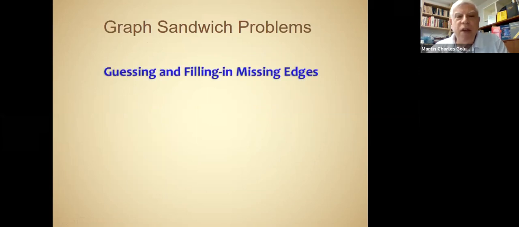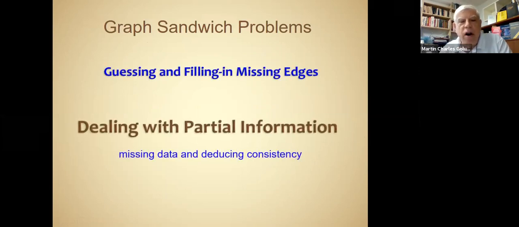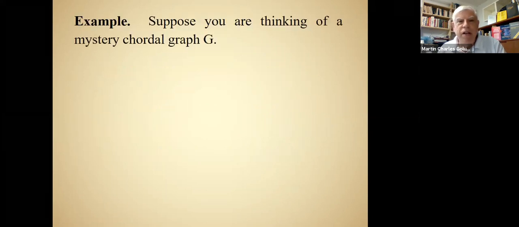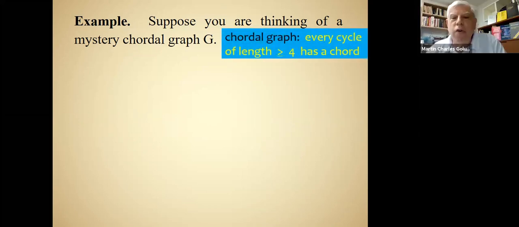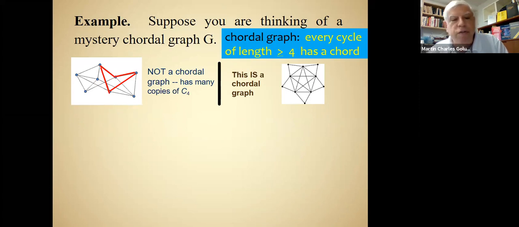So let's begin. Graph sandwich problems are all about guessing and filling in missing edges in a graph, dealing with partial information, missing data, and deducing consistency when you are trying to fill in missing edges according to certain criteria. So for example, suppose you're thinking of a mystery chordal graph. Now you'll remember that a chordal graph is one where every cycle of length greater than or equal to 4 has a chord. And that's a property of a graph that is very, very familiar to most of you.